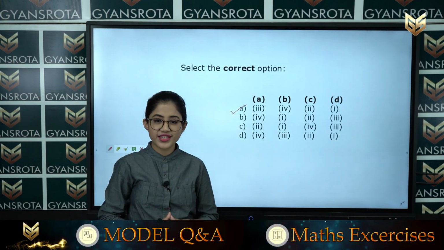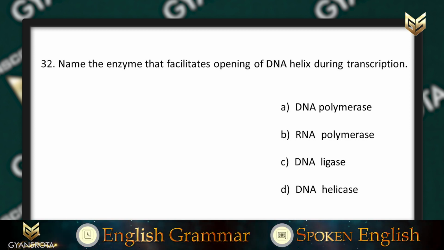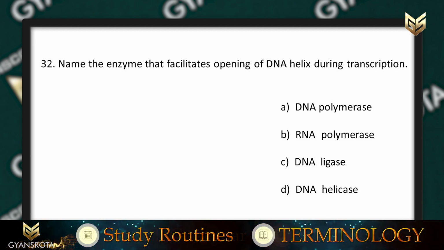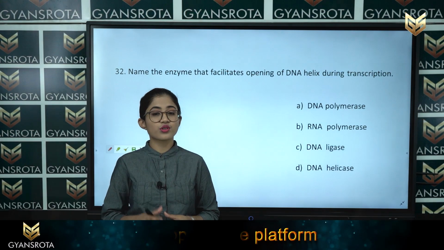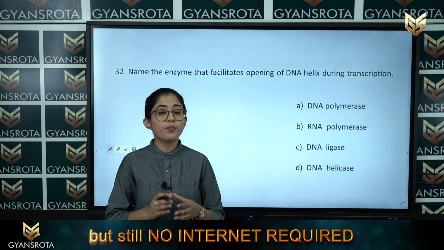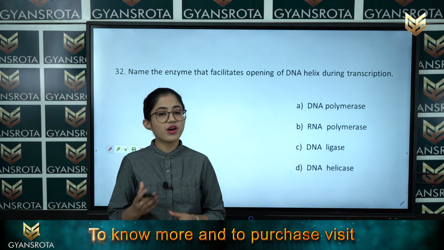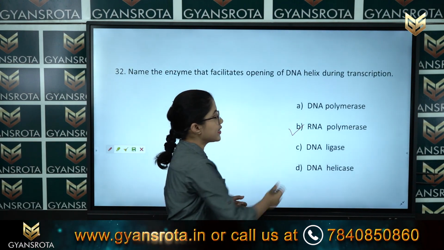Now let's move on to the next question, that is question number 32. Name the enzyme that facilitates opening of DNA helix during transcription. Option number A, DNA polymerase. Option number B, RNA polymerase. Option number C, DNA ligase and option number D, DNA helicase. So student, during transcription, the enzyme which is required to facilitate the opening of DNA helix is RNA polymerase, that we have discussed in the chapter molecular basis of inheritance. So among these 4 options, option number B is the correct answer.